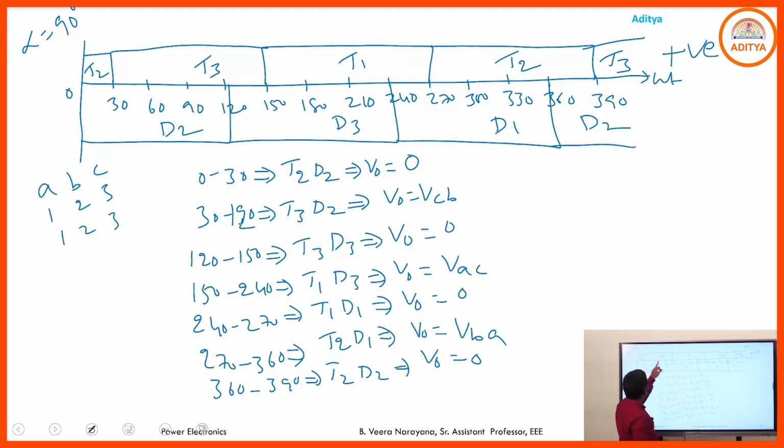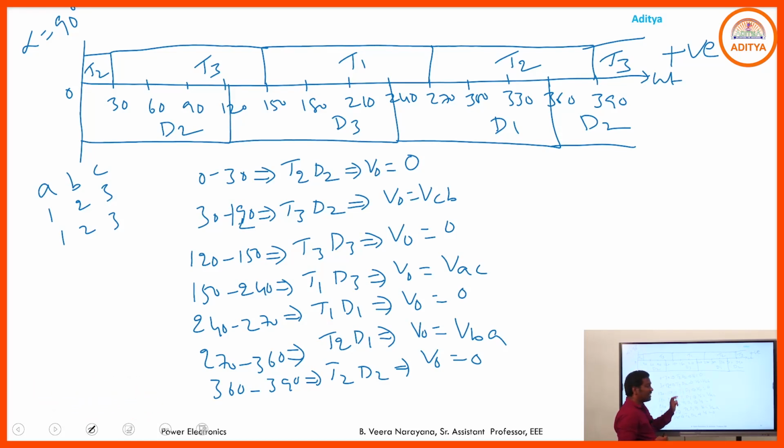30 to 120, T3, D2 are in the on state. For T3, D2, VCB: the first device represents the positive group and the second device represents the negative group phase. So, T3 phase C positive, D2 phase B negative, hence VCB appears across the load.